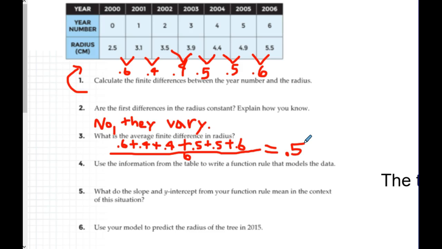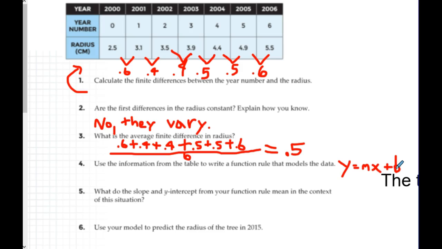Then it says to use the information from the table to write a function rule that models the data. Now, when we think about function rules, we're talking about, for linear, what's the linear equation we're used to? Yeah, y equals mx plus b. Now, do we know our m? What's the change each time, each year? What's the average change that we just found?